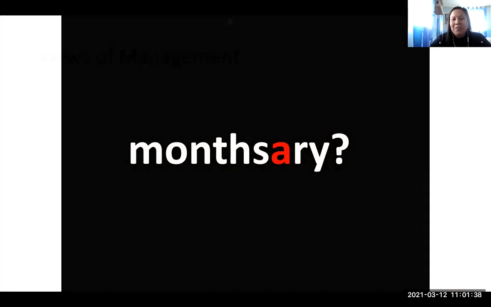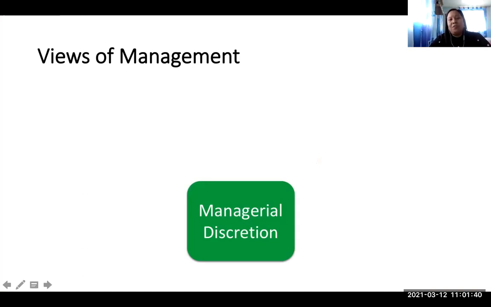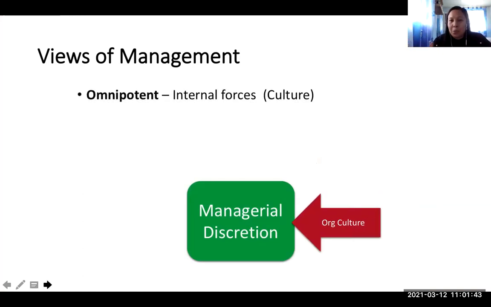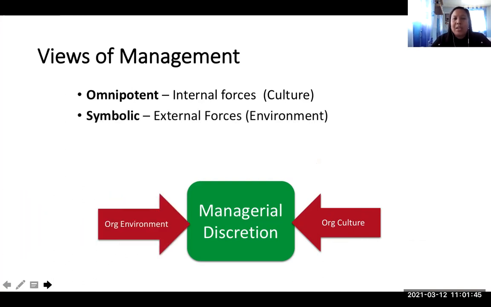Moving forward, what are the two views of management? We have the omnipotent view and the symbolic view. The omnipotent view means that the manager is responsible for the rise and fall of the organization, and it has some reflection on the organizational culture that exists inside the organization. In the symbolic view, the manager says, it's not my fault, the organization failed because of external forces. One of the classic examples is this pandemic.